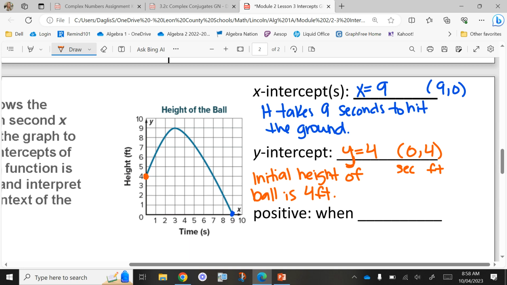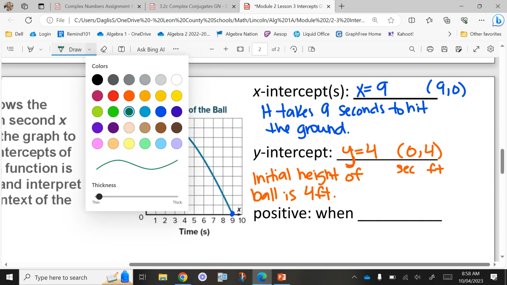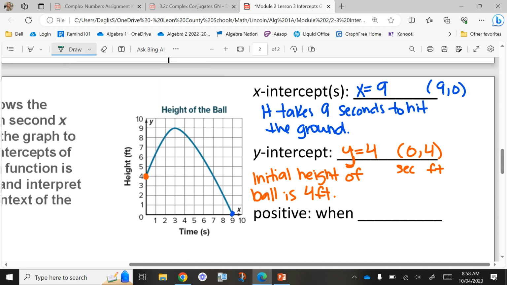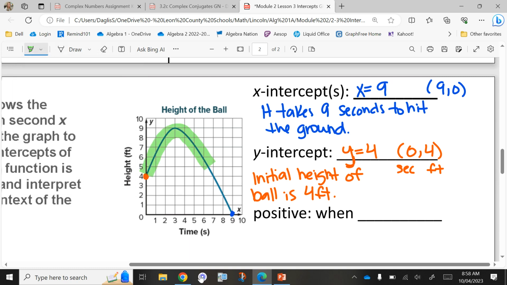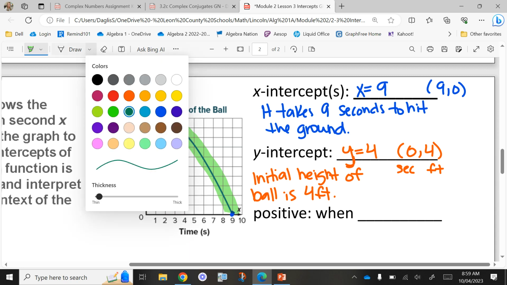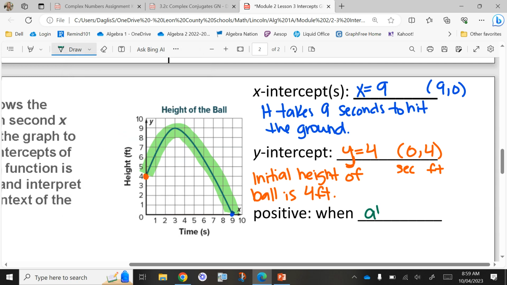All right, when are we positive? It's almost a trick question. When are we above the x-axis? The whole time, right? So we are always positive. When I'm going to say all... Well, that's not true. It's not all of them. It's when x is greater than 0, technically.